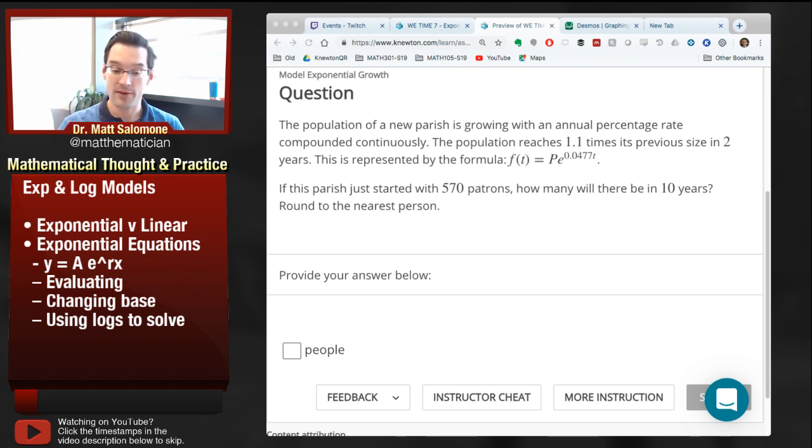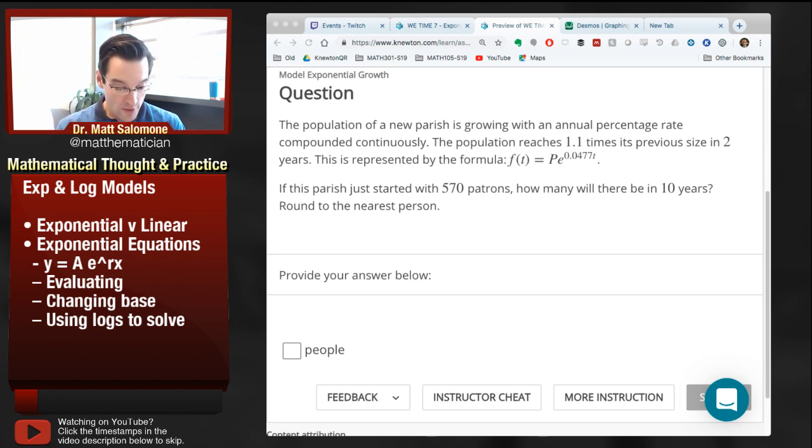So here we're vaulting all the way over the work that we needed to do in our last example and just going straight to the algebraic model. F of t equals p times e to the 0.0477t. And then they tell us the parish just started with 570 patrons. Presumably just started means we can take that number to be our year 0 population. And the question they're asking is how many patrons will there be 10 years on?